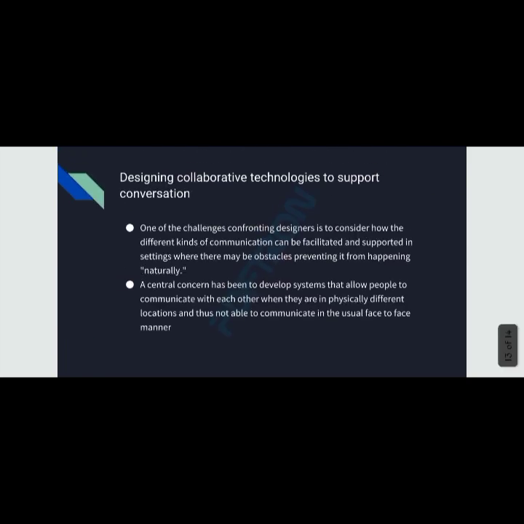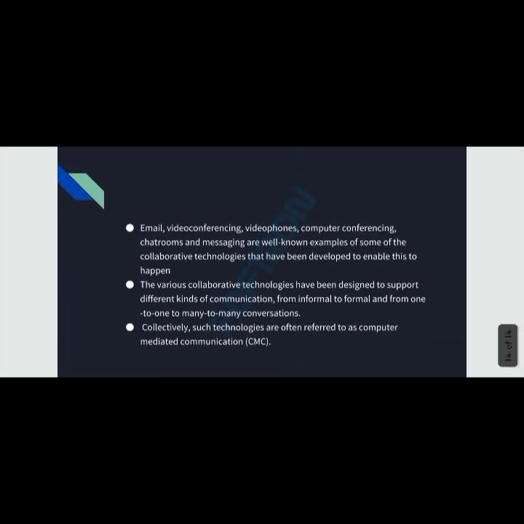So, in designing collaborative technologies to support conversation, one of the challenges confronting designers is to consider how the different kinds of communication can be facilitated and supported in settings where there may be obstacles preventing it from happening naturally. A central concern has been to develop systems that allow people to communicate with each other when they are in physically different locations and thus not able to communicate in the usual face-to-face manner, such as email, video conferencing, video phones, and computer conferencing. Chat rooms and messaging are well-known examples of some of the collaborative technologies that have been developed to enable this to happen.